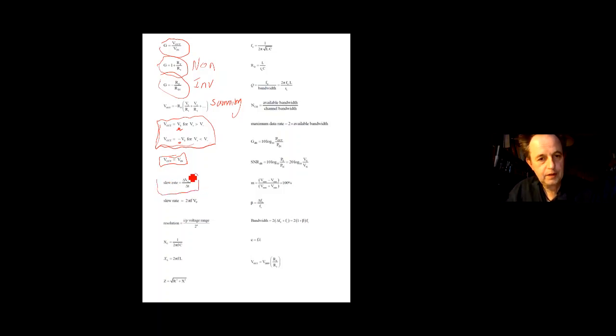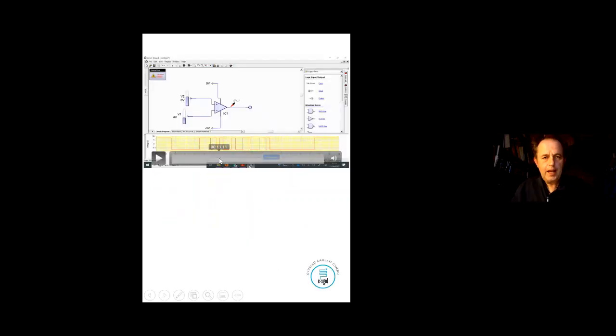Slew rate, that refers to all op-amps. It's a characteristic where if you put in a voltage, you will basically end up with a signal which isn't exactly the same because it takes a time delay. And we have another slew rate equation as well. Okay, so away we go with some calculations and looking at some circuits.